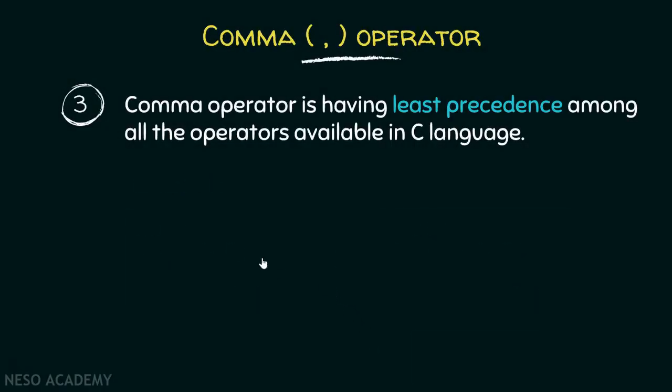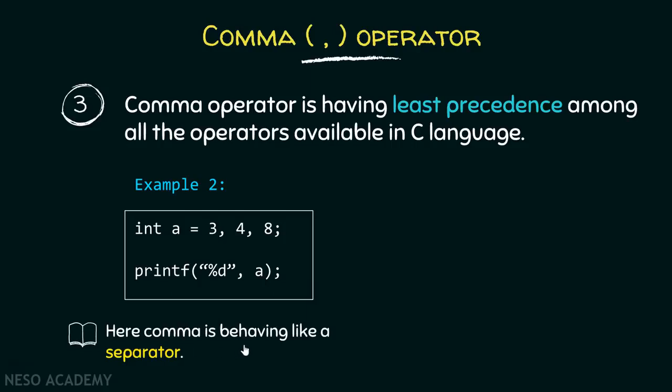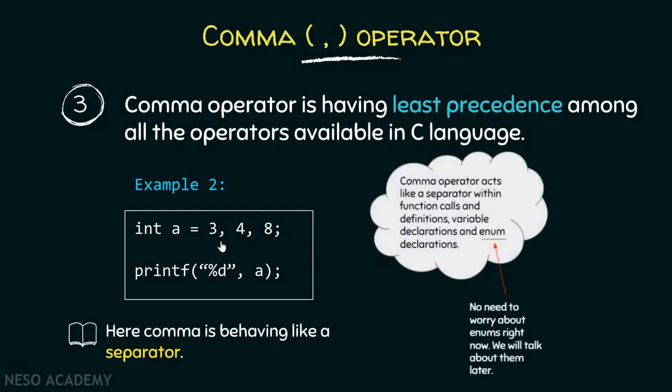Okay, let's consider one more example. Here in this example, instead of writing a equals to 3, 4, 8 in a separate line, I'm writing this at the time of declaration itself. Now what is the difference? First of all, here comma is behaving like a separator. Here comma operator is acting like a separator. Why? Because comma operator acts like a separator when used within function calls, function definitions, variable declarations, and enum declarations.